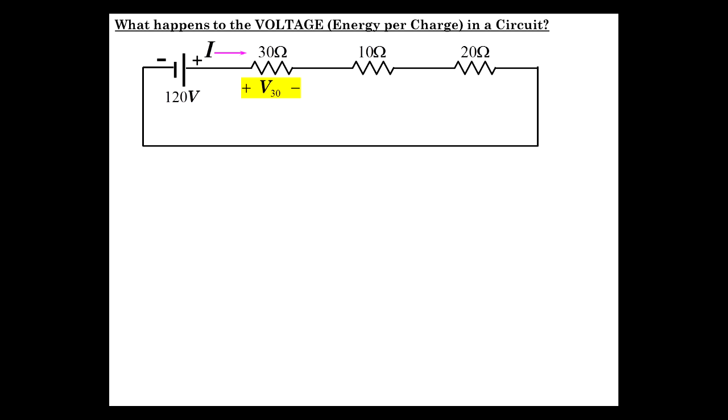But what I want to do here first, before quantifying that a little more, is to say that this 120 volts, that's the charge pump. It's like a rise in elevation for a waterfall. And then the resistors are like drops in the elevation. So it drops across a 30 ohm resistor. There's a plus to minus, a voltage drop across each one of these, the 10 and the 20, plus to minus. It's like this side is higher than the other side.